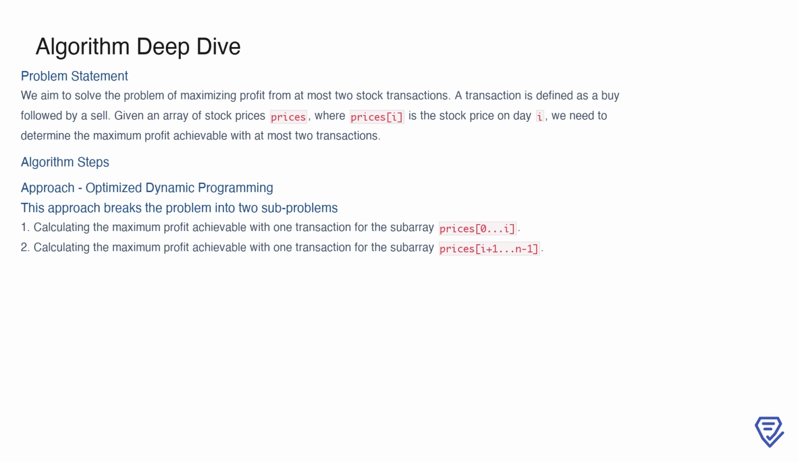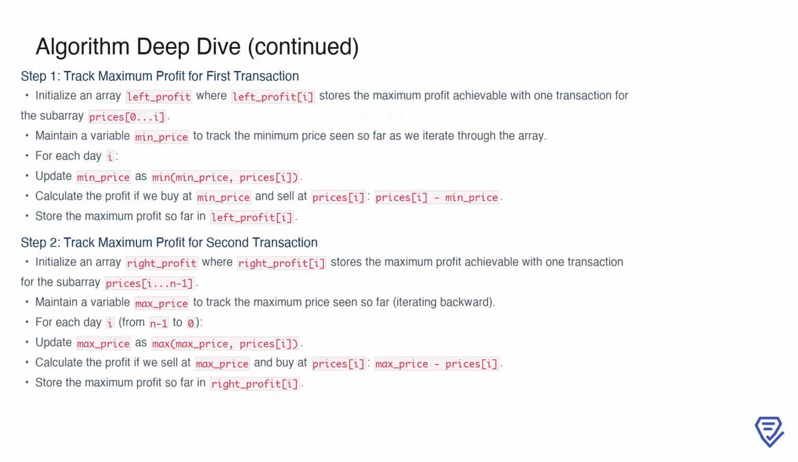First, we calculate the maximum profit achievable with a single transaction for the subarray from the start to any given day i. Second, we compute the maximum profit achievable with 1 transaction for the subarray from that day onward to the end. Combining these 2 results will allow us to derive the answer efficiently while ensuring we stay within the constraints of 2 transactions. To begin, we calculate the maximum profit for the first transaction.